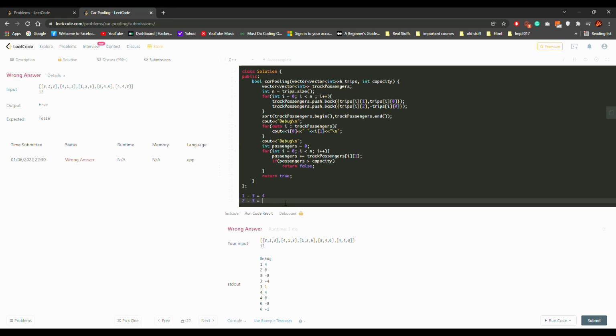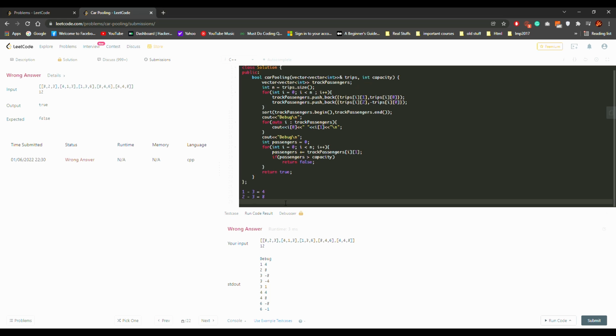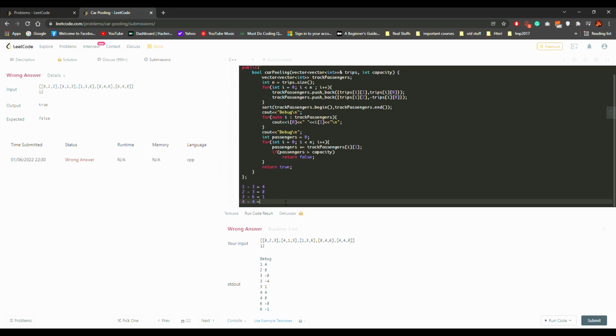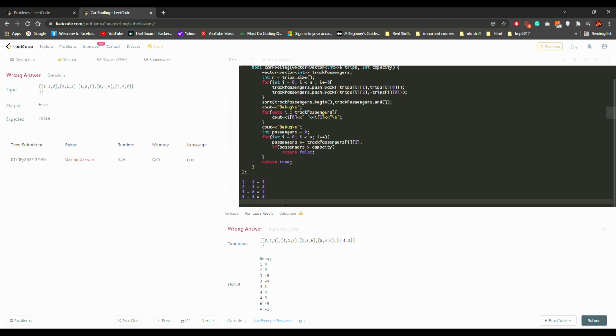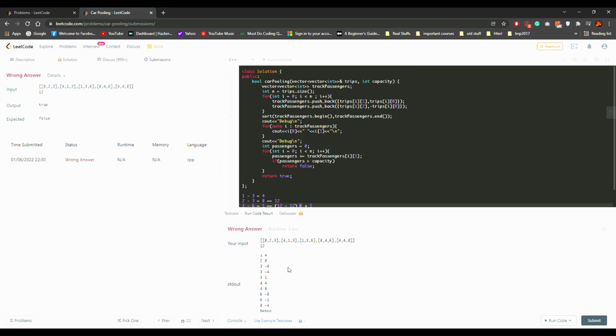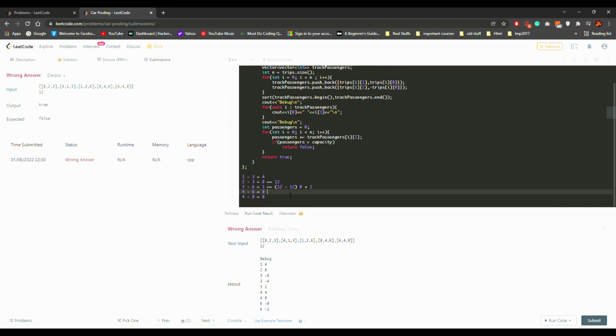So the sample test cases ran, but when I submitted this, there is a test case which got wrong. Let's see. I have added a debug statement to track passengers to see what is going on. Let's see the simulation, 1, 3, 4. Okay, which looks fine. At distance 1, 4 people came. At distance 3, 4 people will leave. At distance 2, 8 people came. At 3, 12 will leave. So the summation is 12, but at 3, because 12 people are leaving, 12 minus 12 will be 0, and then 1 is adding. So it looks fine to me.